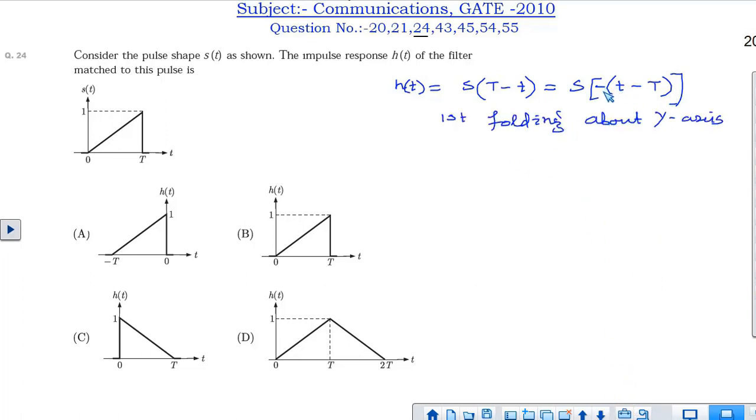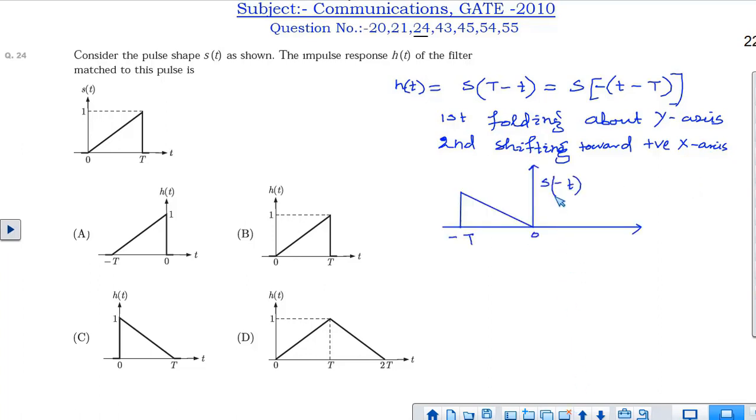First we have to fold this one, that is first folding about the y-axis is occurring, then shifting towards the positive x-axis is happening. So we will do the same chronologically. First, when we invert or fold this one about the y-axis, that will give us S(minus t) and the waveform will be looking like this, okay. Then we will shift this waveform towards the positive x-axis by capital T seconds.